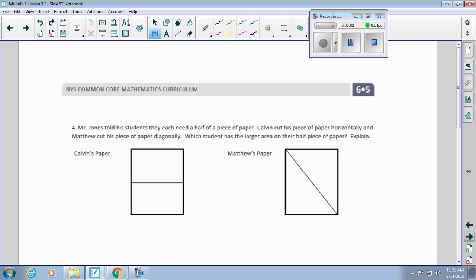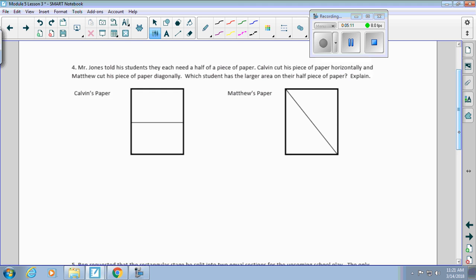So I need you to turn to page 8 though before we get started, because the modules take us down a meandering road to get to this realization that you can split up a rectangle different ways. So number 4 here on page 8 in module 4 says, lesson 2, I believe, Mr. Jones told his students they each need a half of a piece of paper. I'm guessing this is a 6th grader because Calvin cut his piece of paper horizontally, classic hamburger bun style, right? Cut it right down across the middle. All right, and then we've got Matthew. And Matthew cut his piece of paper diagonally.